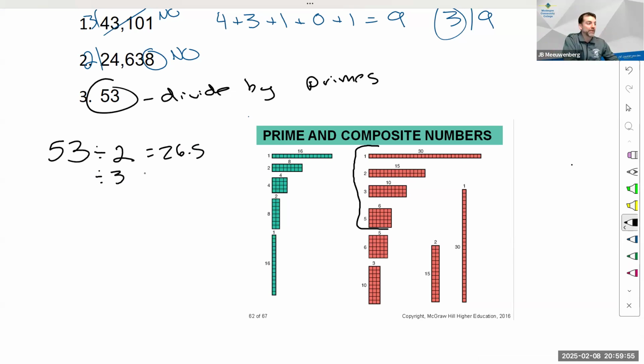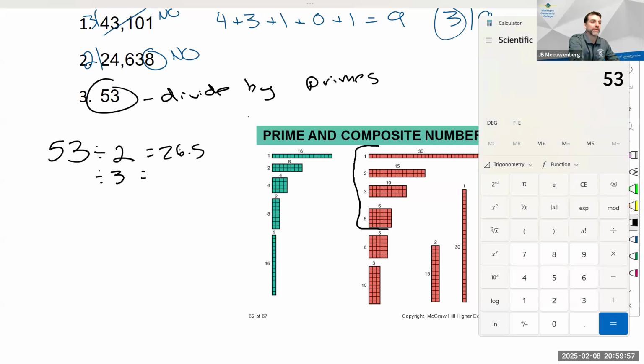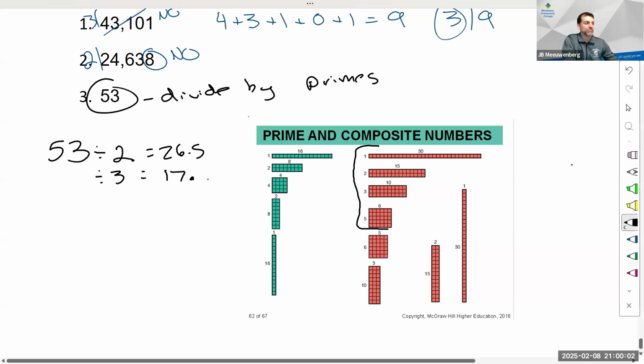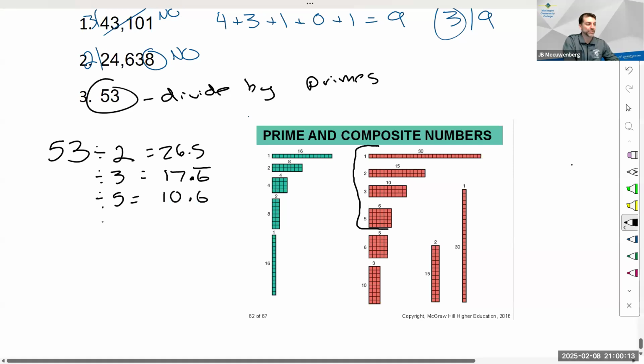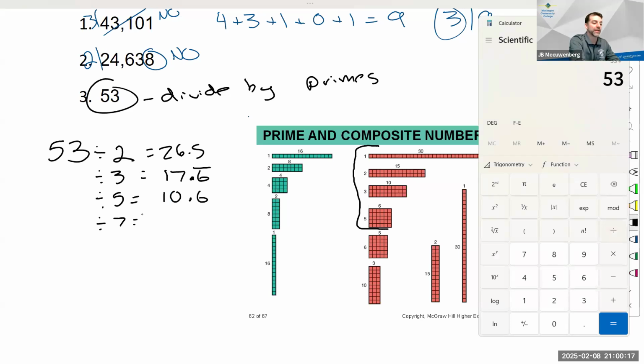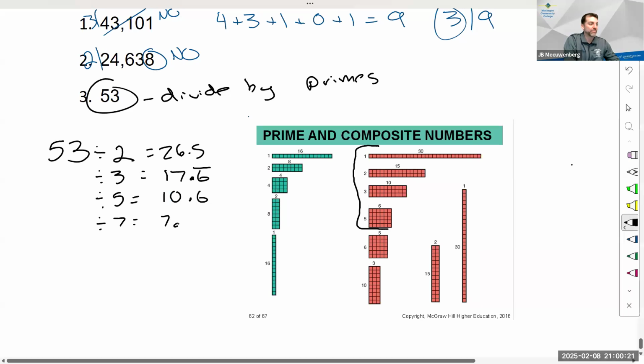Well, then we're going to divide it by 3. 53 divided by 3 is 17.6 repeating. Okay. Next prime number is 5. 53 divided by 5 is 10.6. Notice how we keep getting decimals. Now we'll divide by 7. 53 divided by 7 is 7.57 something. So now I'm going to ask you a question.